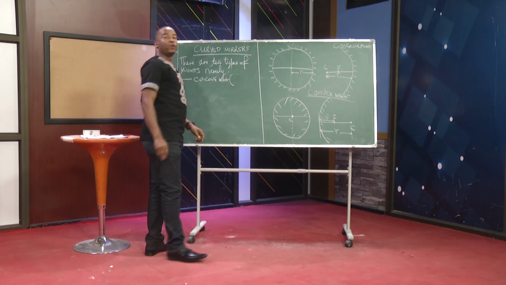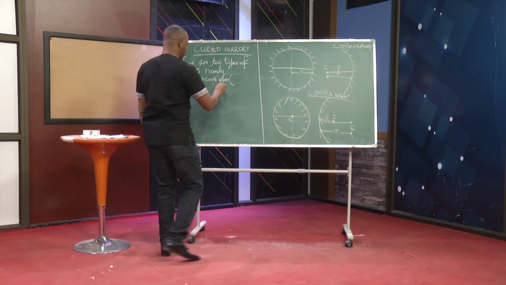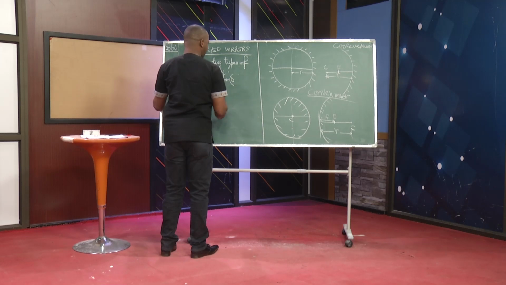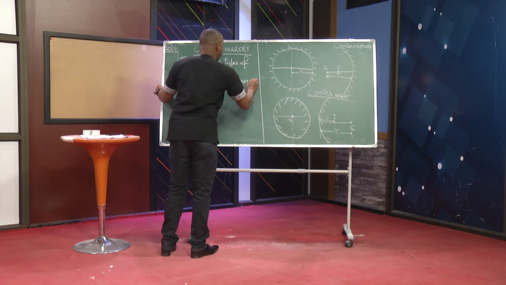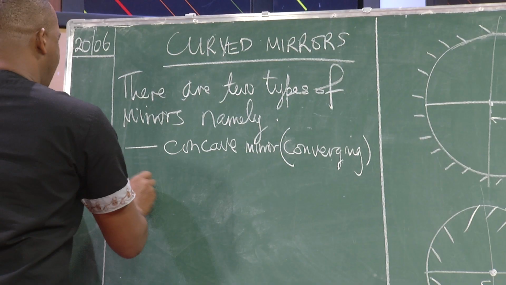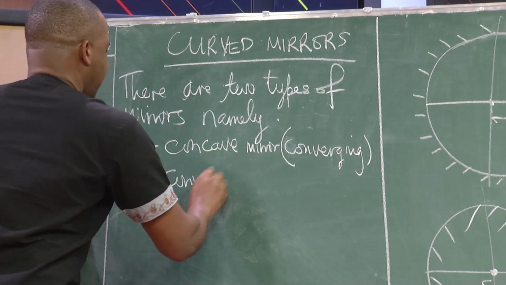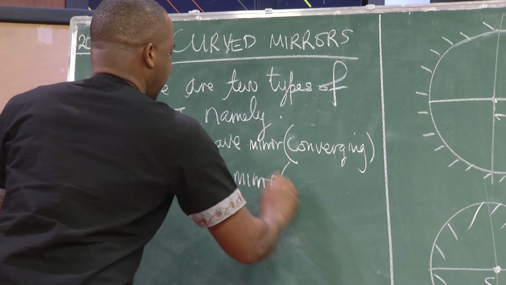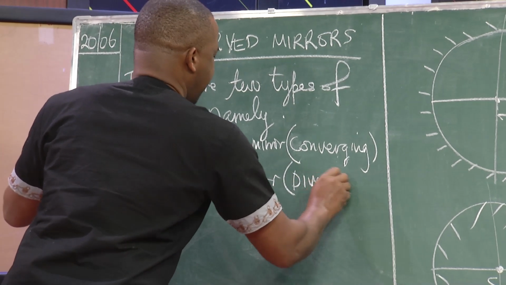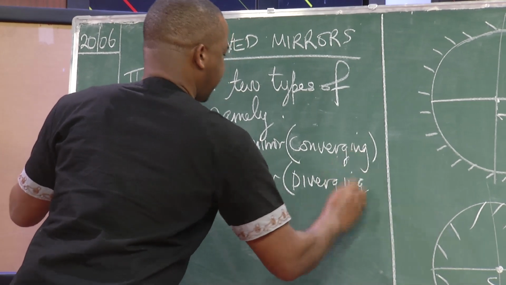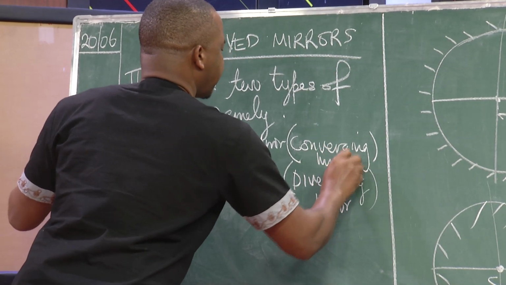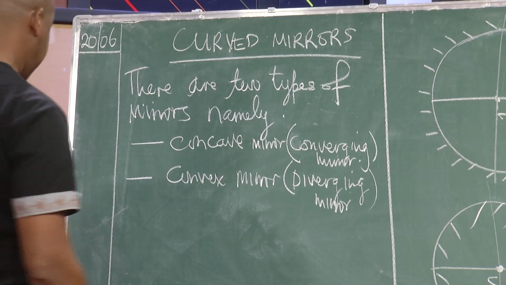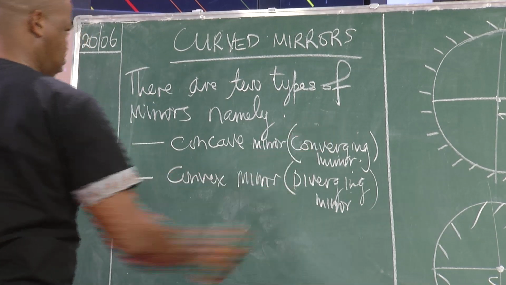Concave mirror will also be looked at as a converging mirror. And then we have the convex. The convex mirror can also be looked at as a diverging mirror. And we have seen that these two mirrors can be illustrated.